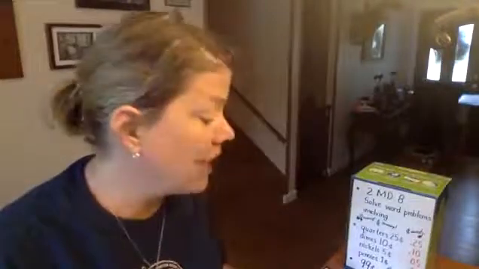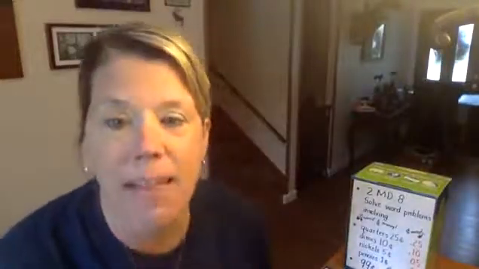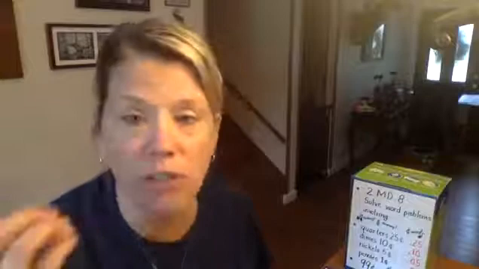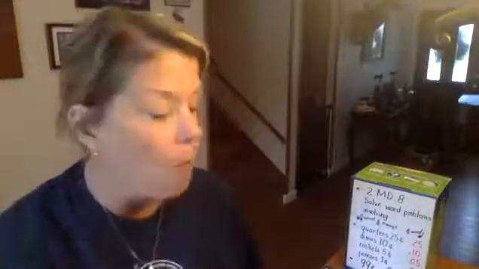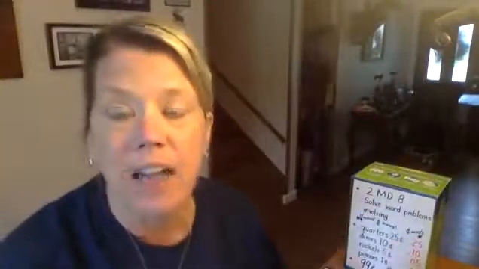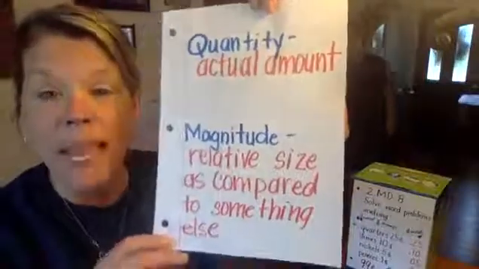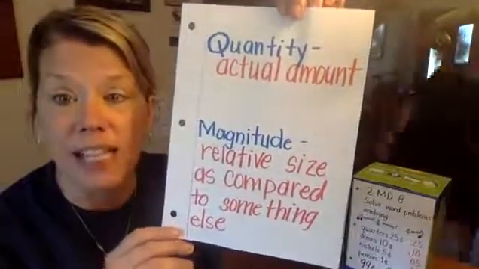We are going to look at our money that Miss McDonald did for us for the past 2 days. I watched her videos, and it made me think the next thing I can do is take this to quantity and magnitude. Quantity is the actual amount, and magnitude is the relative size as compared to something else. That's what we're going to do today, and we're going to use our parts equal total.